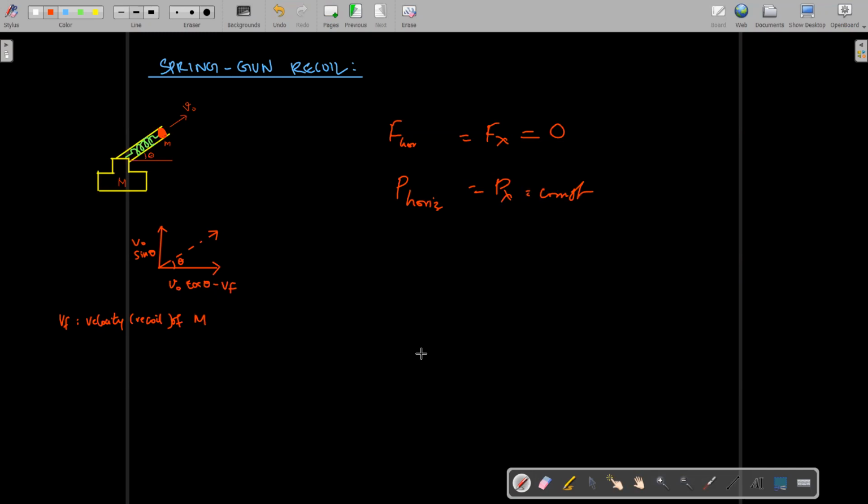Okay, using that idea, we find the equation for this spring gun recoil. Here what you have to find out is the velocity of the gun, meaning that when the ball goes forward, there will be a recoil velocity for the gun, right? In which direction will the gun move? It will move in this direction, horizontally, parallel to the floor. This thing will be moving in this direction. Okay, so what you have to find out is the velocity of the gun, or the recoil velocity of the gun.